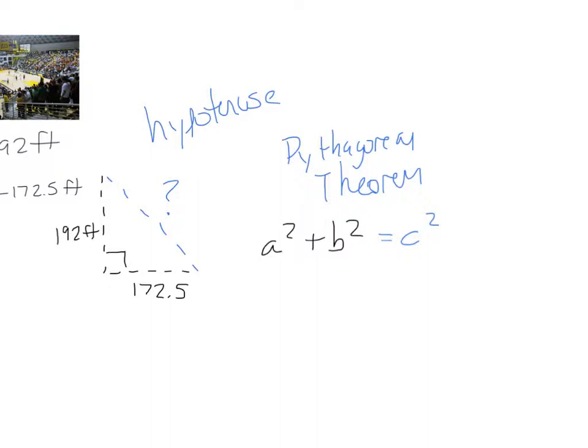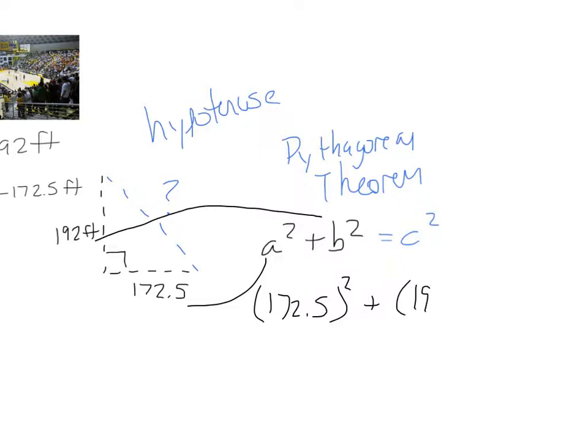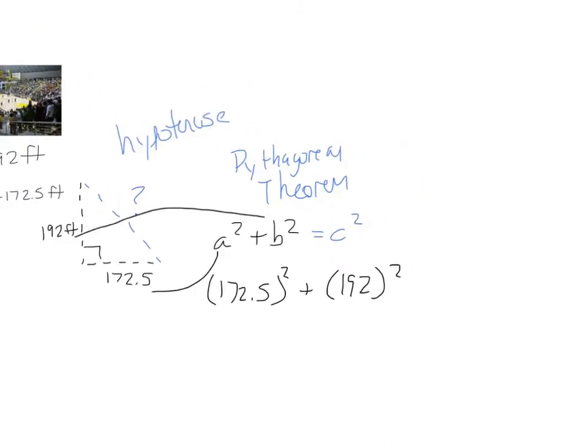So we'll call this A right there. So we'll take 172.5, and we'll square it. And we'll add that to B squared, so we'll call this right there b. So we'll take 192, we'll square it. And what we're saying is that has to equal the length of the hypotenuse squared. Well, do we know the hypotenuse? No, so I'll just use c squared.